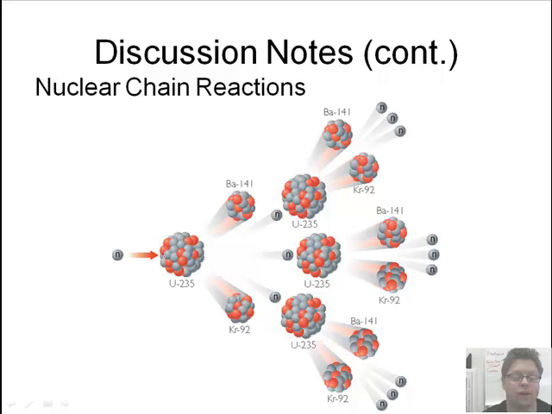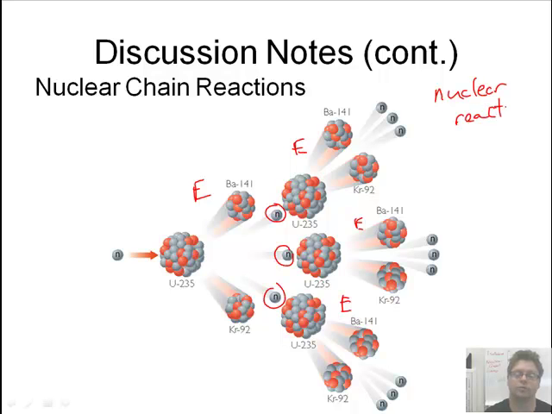A nuclear chain reaction, like we saw earlier: when you combine a neutron with a uranium-235 nucleus, it breaks up into its products, barium-141, krypton-92, and 3 more neutrons. If you have a sample of uranium-235, that one neutron makes a chain reaction where 3 more neutrons are produced. They hit 3 more uraniums, those uraniums break apart, and every time it breaks apart, energy is released. Energy, energy, energy, energy.